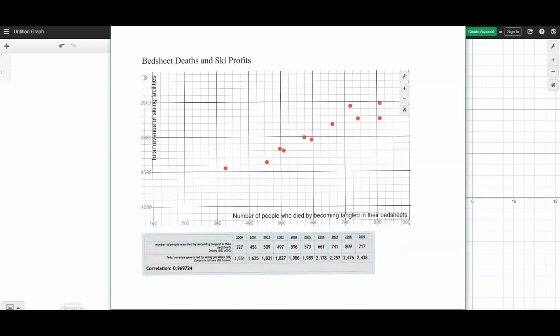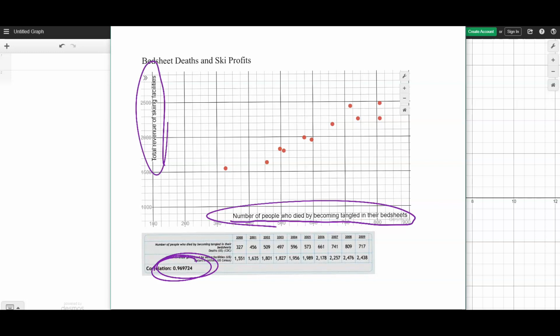Or, for example, this data set that I got off the internet has a strong positive correlation. These data points are really close together, but it's representing the number of people who died by becoming tangled in their bed sheets versus the money made at a ski resort. Do these have anything to do with each other? No, this is just a regular association that does not show causation because these two things have no cause and effect relationship. You have to be smart enough as a consumer to say, oh wait, even though this is super strong, this data doesn't make sense for it to be a causation.